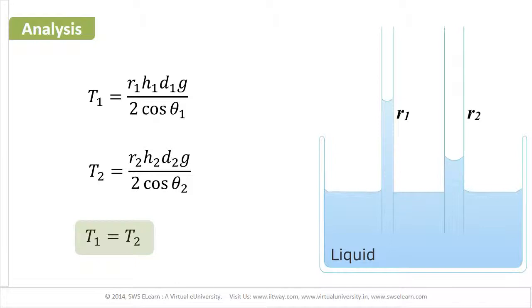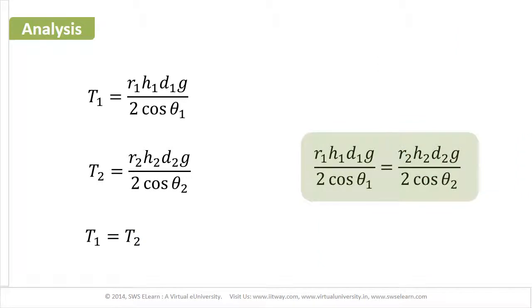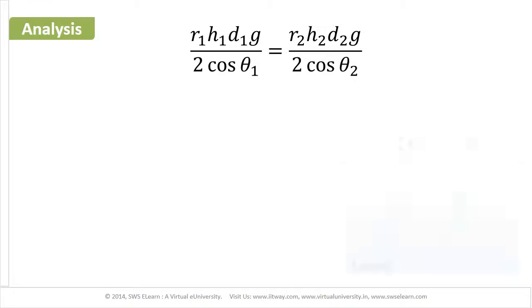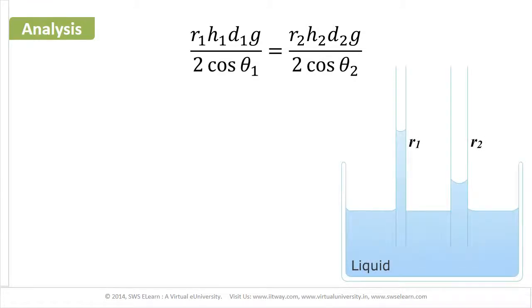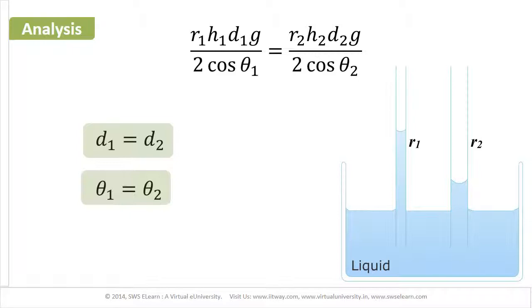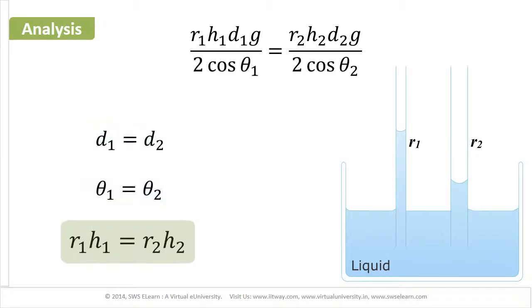Hence, we can equate these two equations to get R1 H1 D1 G upon 2 cos theta 1 equal to R2 H2 D2 G upon 2 cos theta 2. As the liquid is the same in both the capillary tubes, the value of density of liquid and the angle of contact are the same. Hence, cancelling out identical values from both sides, we get R1 H1 equal to R2 H2.